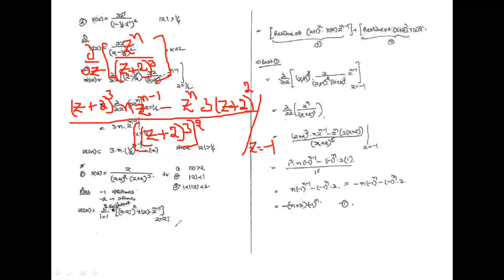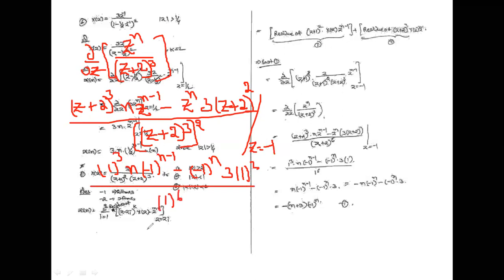Now we can apply z is equal to minus 1 here. Applying minus 1, 2 minus 1 is 1, cube. N into (minus 1) whole power n minus 1, minus (minus 1) whole power n, 3 into (minus 1 plus 2), which is 1 square, whole divided by (minus 1 plus 2), that is 1 whole power 6.